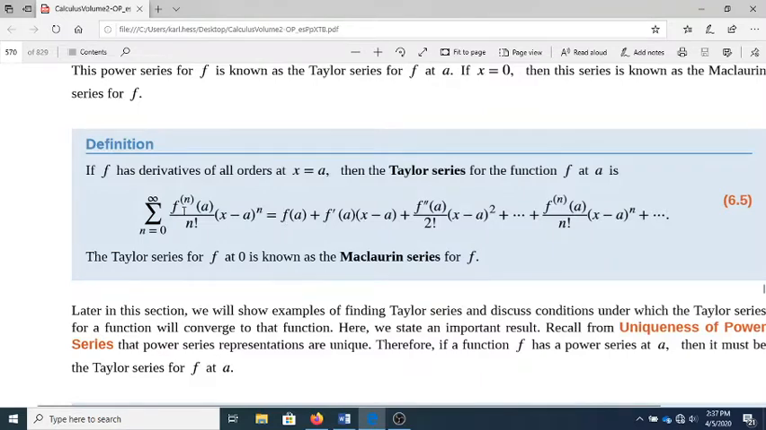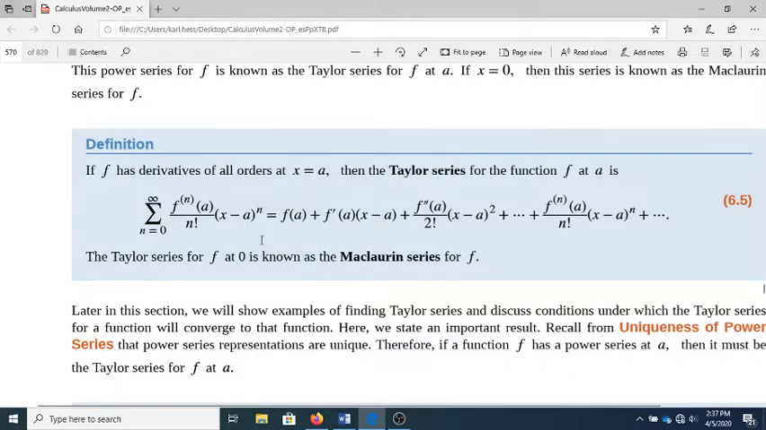And the coefficients, well, this is what we just derived. The coefficient of each term would be given by the nth derivative of the function with a plugged in, divided by n factorial. And here the 0th derivative would be understood to be the function itself. So the function itself is used to get that first constant term.